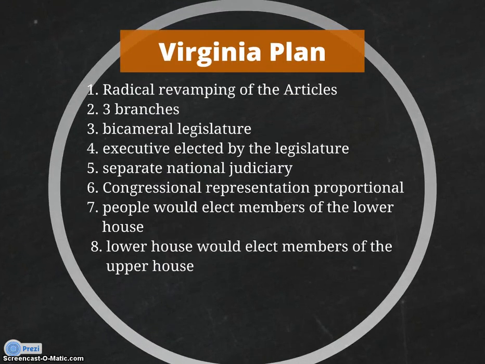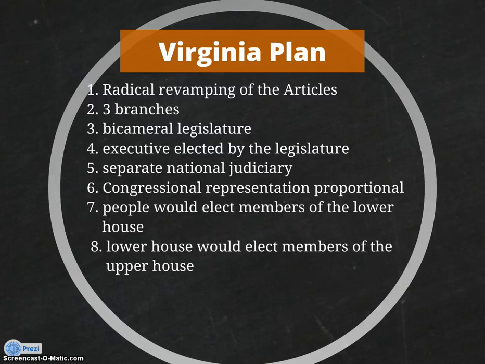The two plans, we have the Virginia plan, and this represents the interests of the larger states. They decided that they had the ability to have a radical revamping of the Articles, basically doing away with the Articles and coming up with a new document that we would eventually call the Constitution. They advocated for three branches instead of the one we had under the Articles.